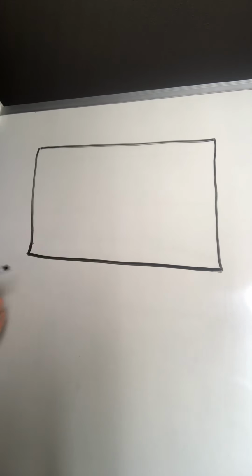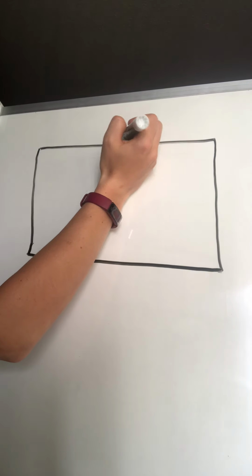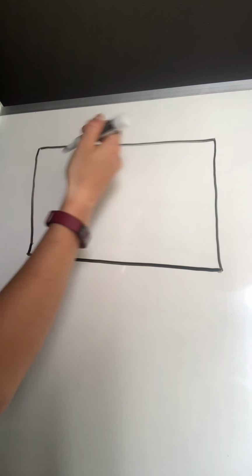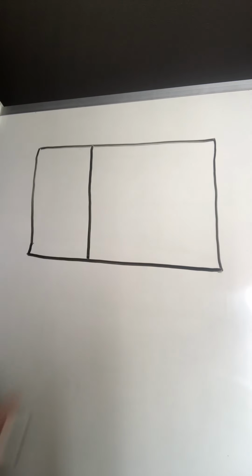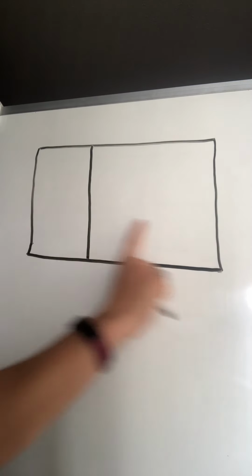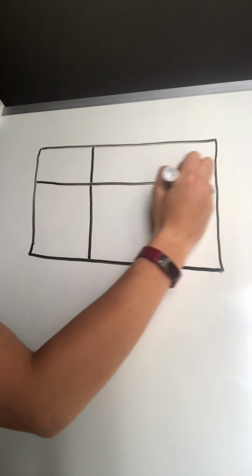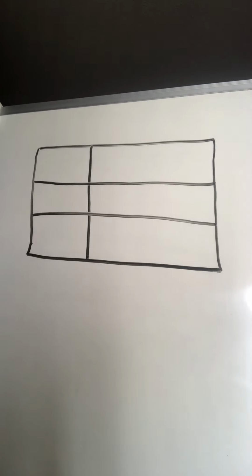All right, now that you have a large rectangle, you're going to draw just a single line, not right down the middle, but rather closer in on the far side here. Then you're going to draw 2 big lines going horizontally across. All right, so we now have the skeleton for our table.